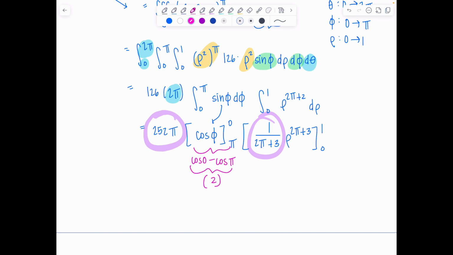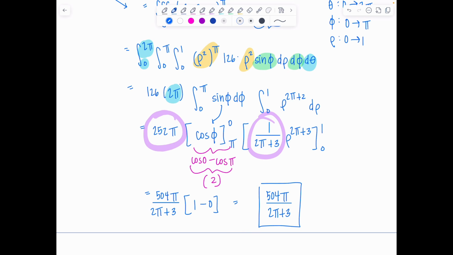So 252 times 2 is going to be 504 pi out front, 2 pi plus 3 in the bottom, and then I have rho to the first, or 1 to the 2 pi plus 3. Rho is 1 to the 2 pi plus 3 minus 0 to the 2 pi plus 3. So we're done. 504 pi over 2 pi plus 3. Okay, perfect. Love it. Moving on.